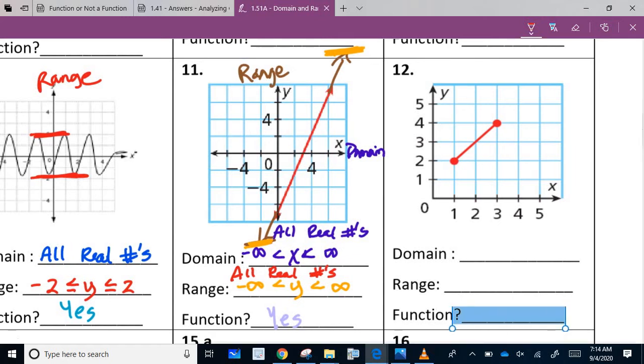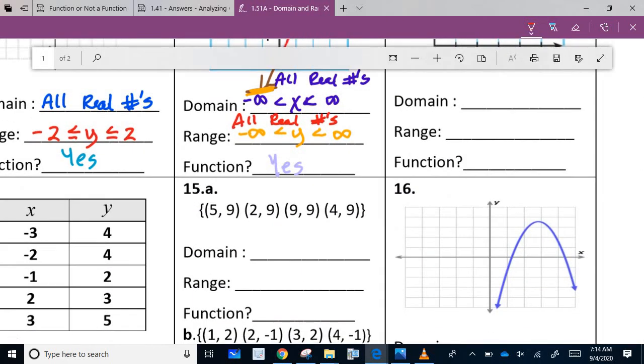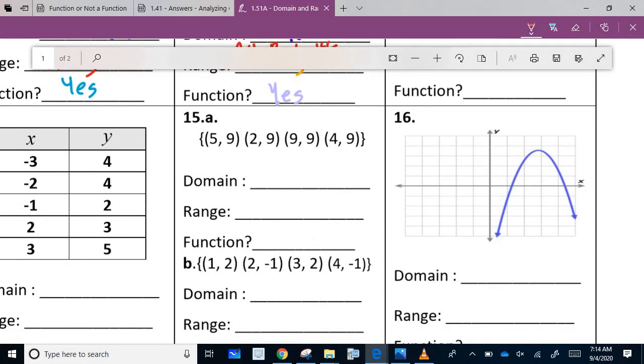Okay? Now, when I look at this problem, number 16, we're going to measure the domain first, which is the x-axis. Since this is the x-axis, and this line continues on and on forever and keeps getting wider and wider, there's no way to tell how wide it will be. So it is negative infinity less than x less than positive infinity, because it's all real numbers. It just keeps getting wider and wider.